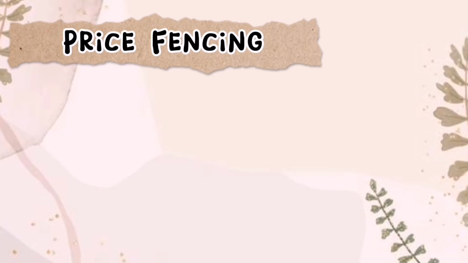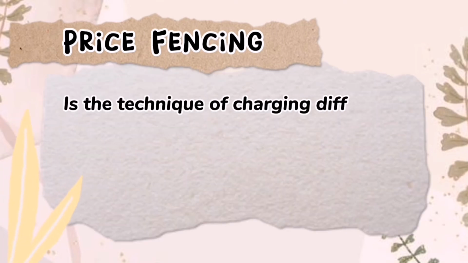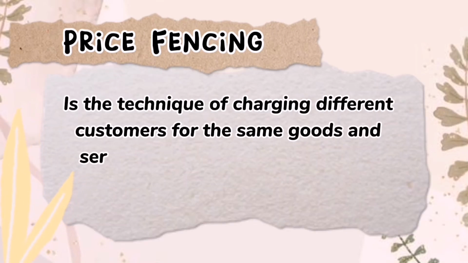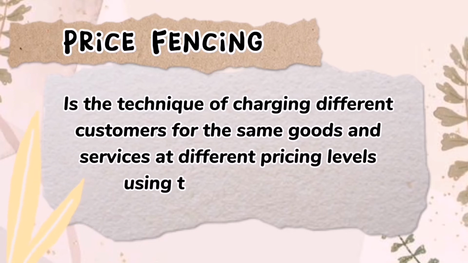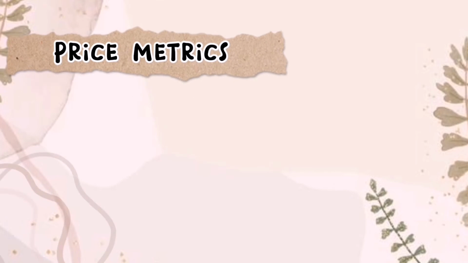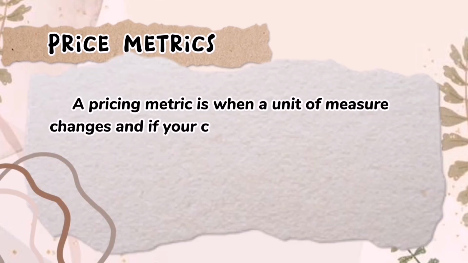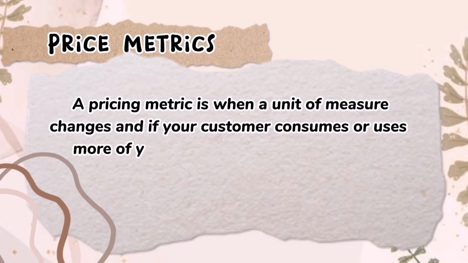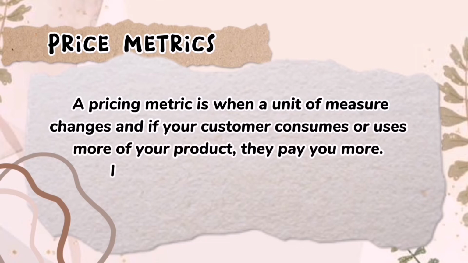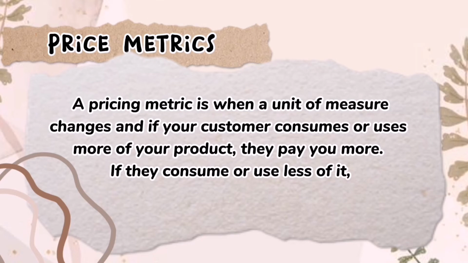Price fencing is a technique of charging different customers for the same goods and services at different pricing levels using the same metrics. Price metrics. A pricing metric is when a unit of measure changes if your customer consumes or uses more of your product, they pay you more. If they consume or use less of it, they pay you less.